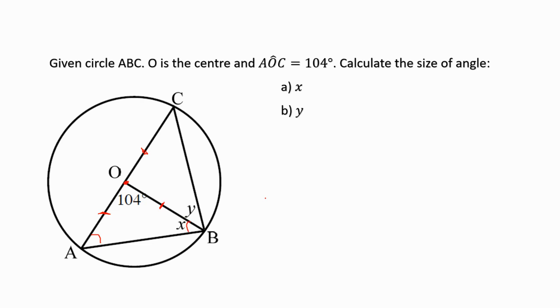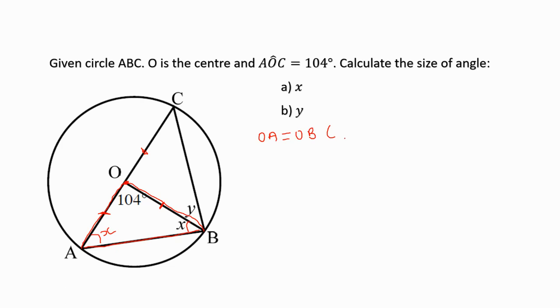If you check the triangle, let me just draw the triangle here for you. This triangle AOB is an isosceles triangle. So it means angle A is also X. So we can say that OA is equal to OB. Why are they equal?